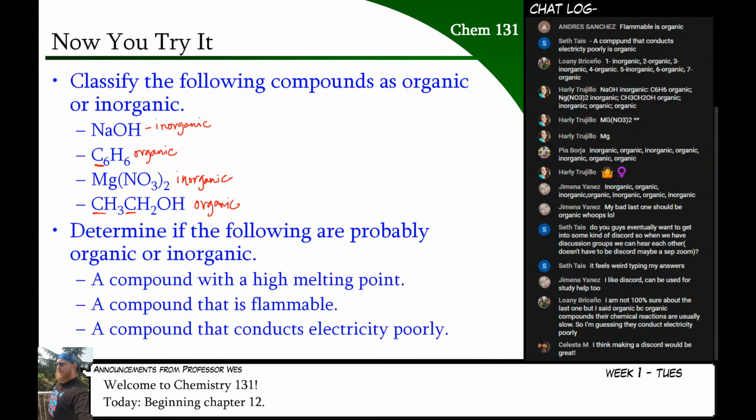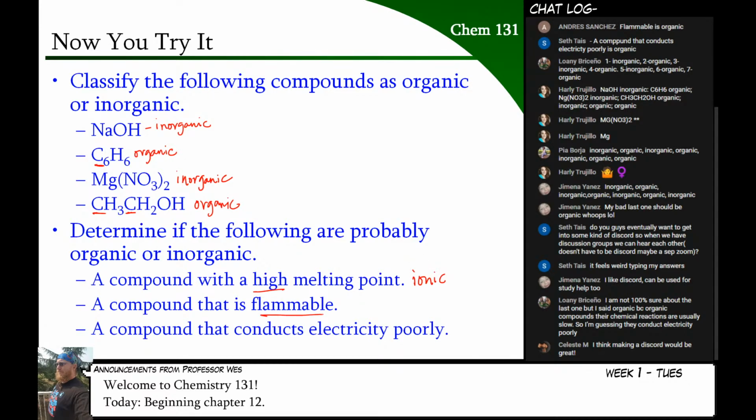And then determine if the following are probably organic or inorganic. So we have to go back to that previous slide. Compound with a high melting point. High melting point means that the bonds are really strong. That's an ionic compound. Ionic compounds have really strong bonds. You have to put a lot of energy in to break those. Organic compounds don't have strong intermolecular forces, though.